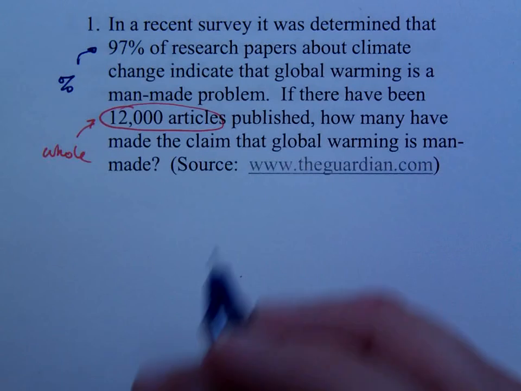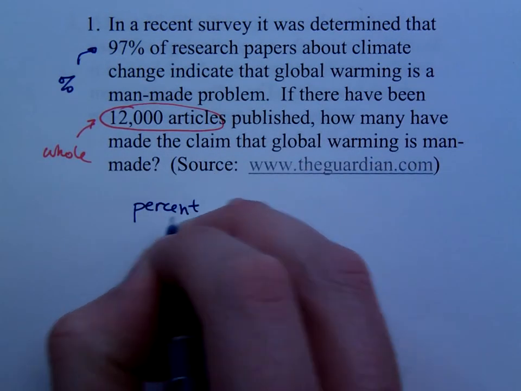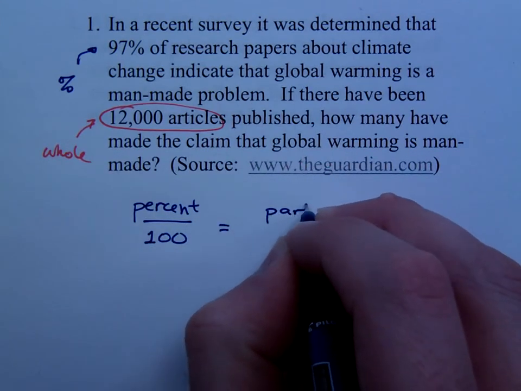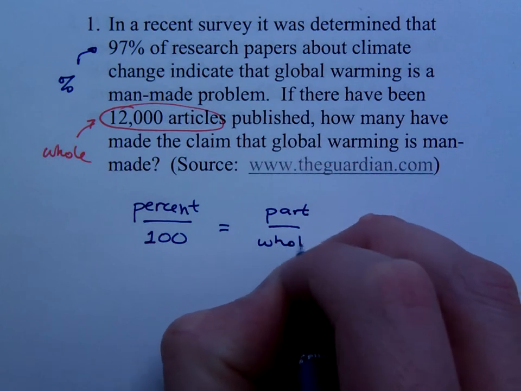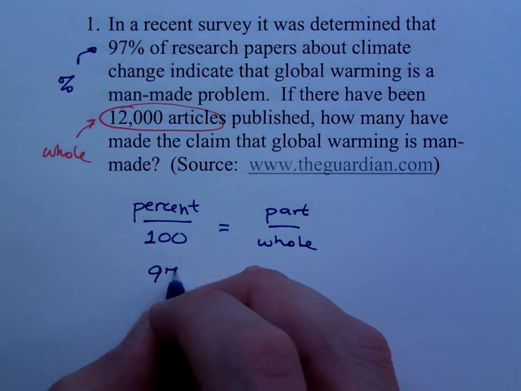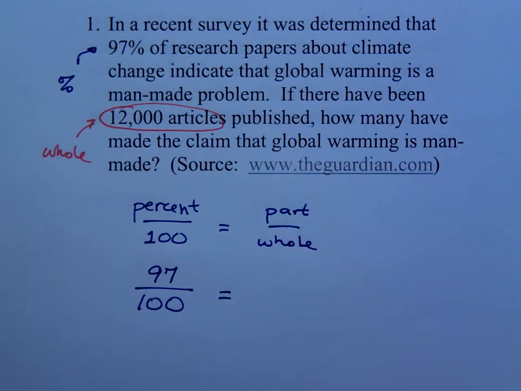So if we look at the percent proportion, it was the percent over 100 is equal to part over whole. Every time it's this way, because percent means out of 100, part to whole. So what's my percent? 97. So 97 out of 100. So you see, it's like a ratio. 97% means 97 out of every 100 of these articles.